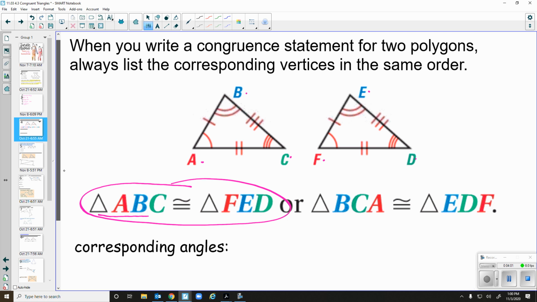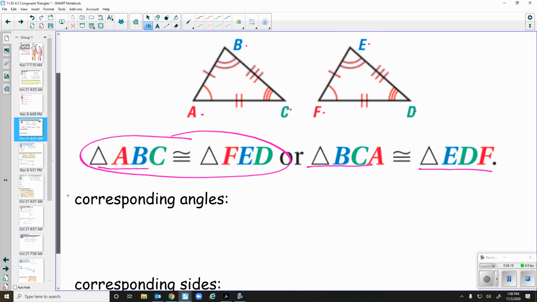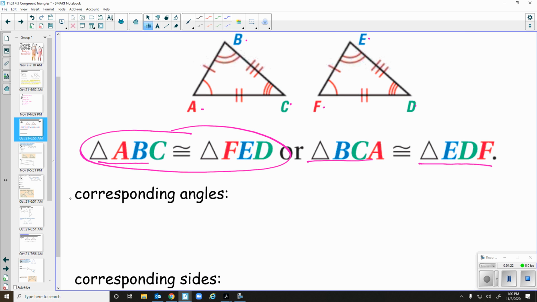Now, if you write it differently to start, say as triangle BCA, that's fine. It's just that when you write the other part, you have to make sure you're using the corresponding vertices for that corresponding triangle. Based off of this, our corresponding angles: angle A is congruent to angle F, angle B is congruent to angle E, and angle C is congruent to angle D.